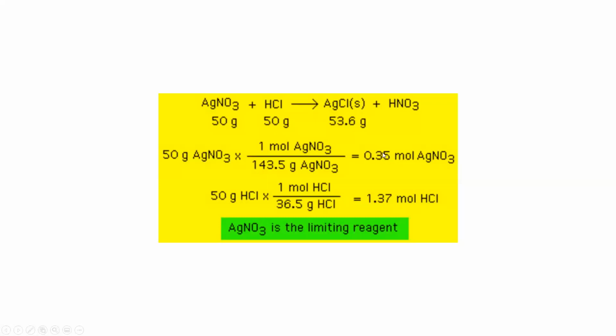So you compare this with this, and you see, oh, in this case, I get the least moles from silver nitrate. So silver nitrate is the limiting reagent or reactant. And at the same time, the amount of product it gives will be what we call the theoretical yield.